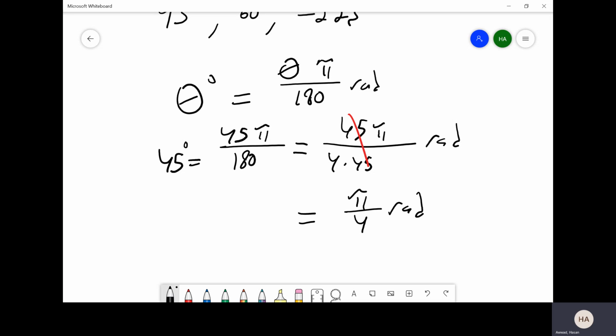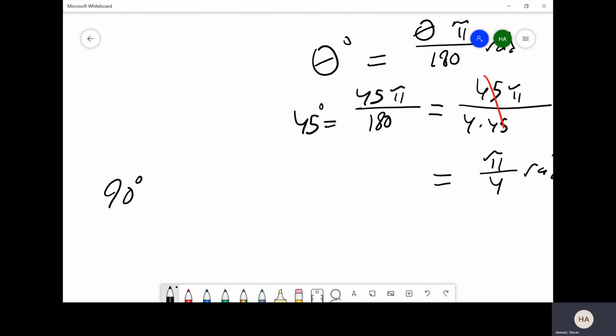And now, just to double check your work, if you really want to make sure that we're good to go, remember that we already solved for 90 degrees, right? We solved that 90 degrees earlier is the same thing as pi over 2 radians. Well, 45 degrees is half of 90, right? So you would imagine the conversion would still hold. If 45 degrees is half of 90, then the radians should also be halved.